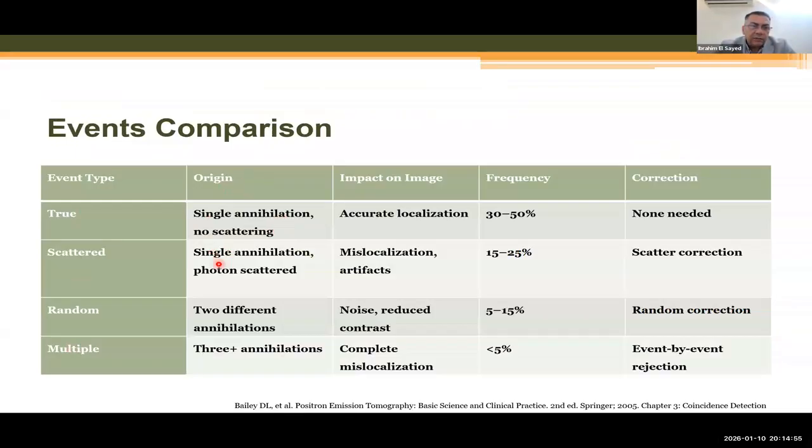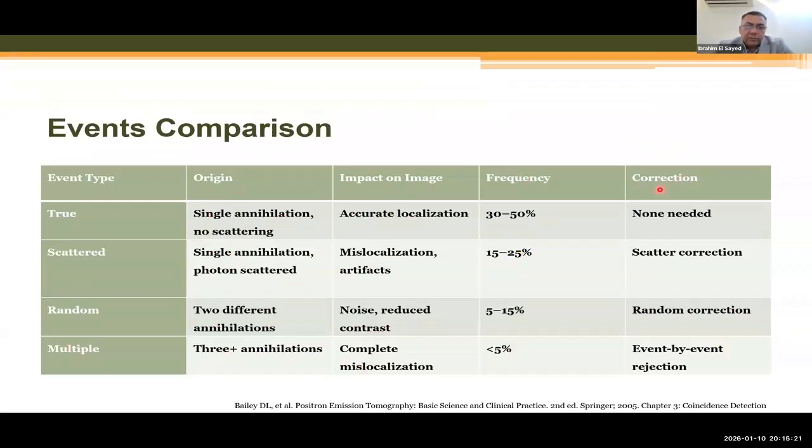This is a single annihilation photon scattered, two different annihilations, and for the multiple, 3+ annihilations. The impact on the image: true events give accurate localization, which we need. Scatter is mislocalization, like the multiple, and the randoms will create noise and reduce the contrast. The frequency, as you see, is 30 to 50, 15 to 25, 5 to 15, and less than 5.